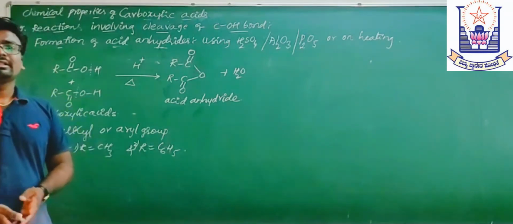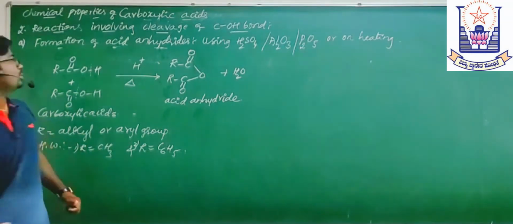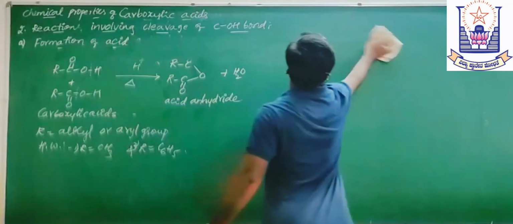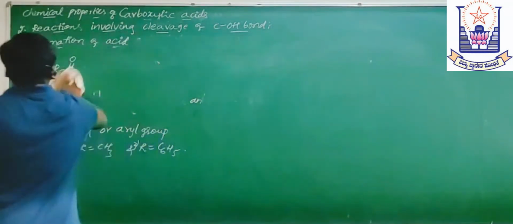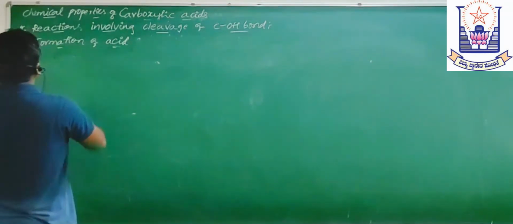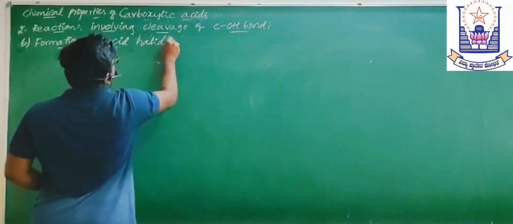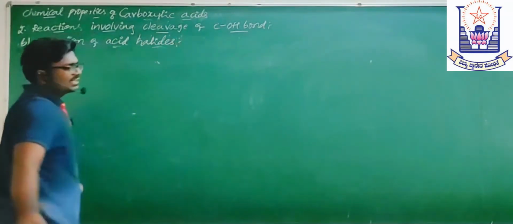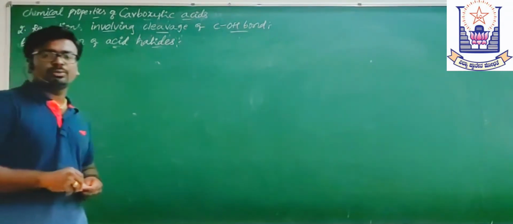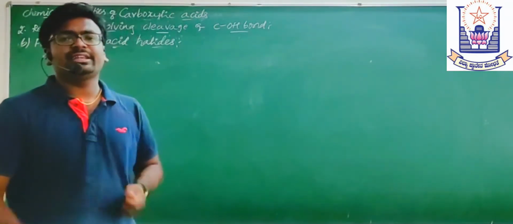Now we shall go for the formation of acid halides. Now we shall discuss the formation of acid halides. Here particularly we are taking the chlorides. We can convert carboxylic acids to acid chlorides by using three different reagents.